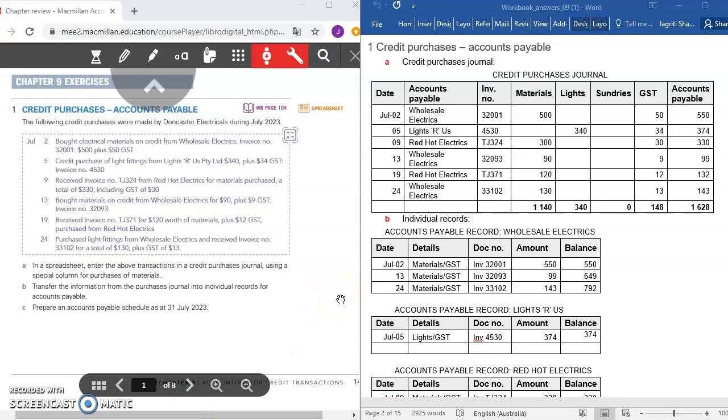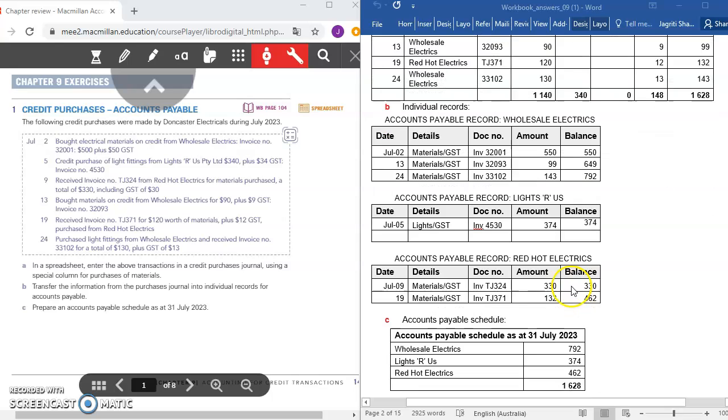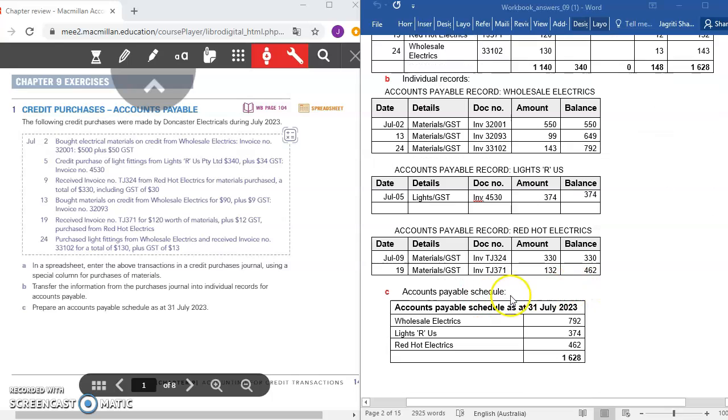Okay, so for the example video today, I'm going to do the first question of your chapter 9 exercises. It is on your page number 147. I'm going to do that question as an example for you to see how we do our credit purchases journal, and then we are going to do the individual records, and then we are going to do an accounts payable schedule as well.